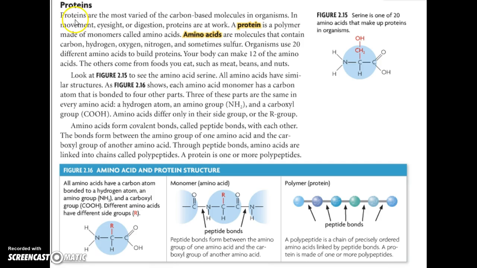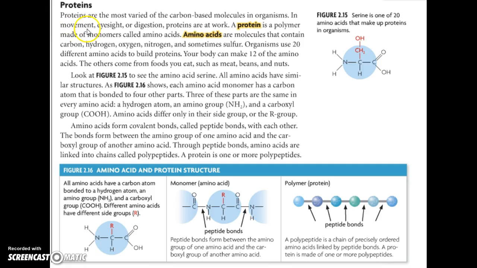Looking at proteins here. Proteins are the most varied of the carbon-based molecules in organisms. Here it's saying carbon-based molecules in organisms and the most varied. Carbon-based molecules, that is another name for macromolecules. You will hear me say carbon-based molecules, and I'll be talking about carbohydrates, lipids, proteins, the nucleic acids. All of the macromolecules are also called carbon-based molecules. I'm actually surprised this is the first time that this has come up.